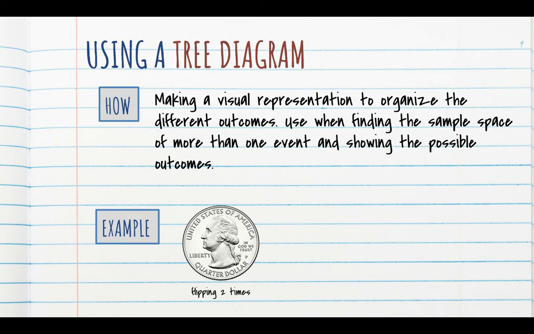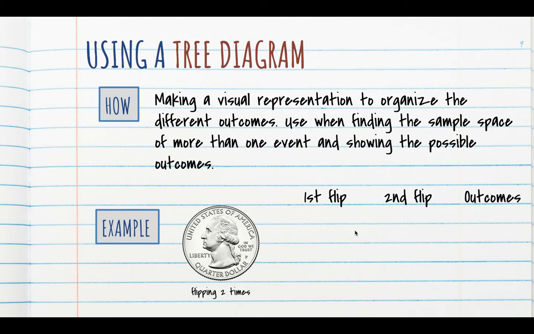Another method for finding sample space is using a tree diagram, which is simply a visual representation of the organized list. This is a good method to use when you're finding the sample space of more than one event and when you need to know the possible outcomes. Let's use that same experiment we had in problem 2, flipping a coin 2 times. When I want to make a tree diagram, the first thing I do is list the headings that represent the experiment's events: first flip, second flip, outcomes.